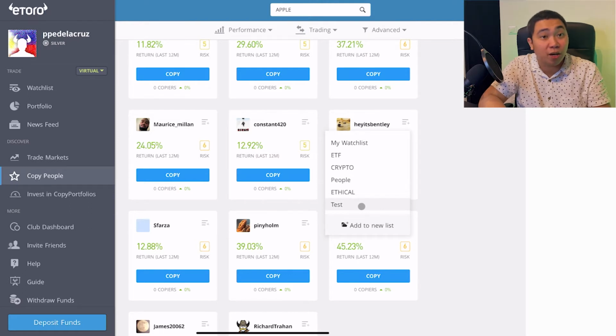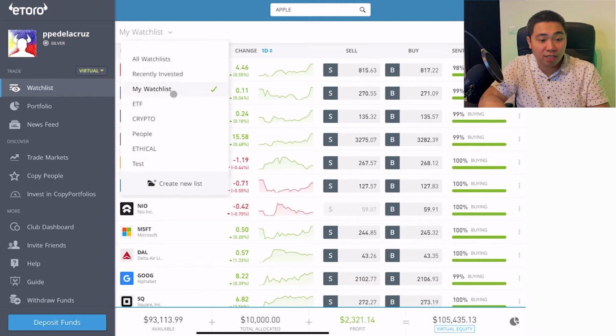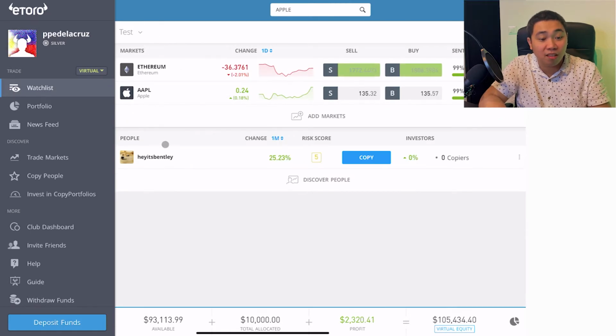So for example, in our case, you can select Test. Once you have it there and you go back to Watchlist, you can navigate towards Test and you will find Bentley over in the People section, and now you would also see what the performance of this certain person is. Now you would see that this person is added to your watch list under the People section.